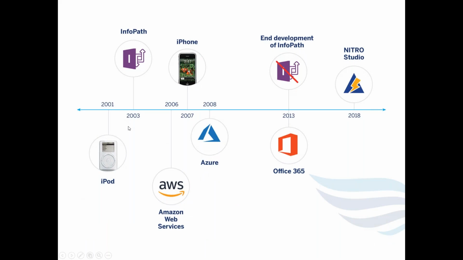You can see here on this timeline that the first part of InfoPath came out, the first time it was released was 2003.